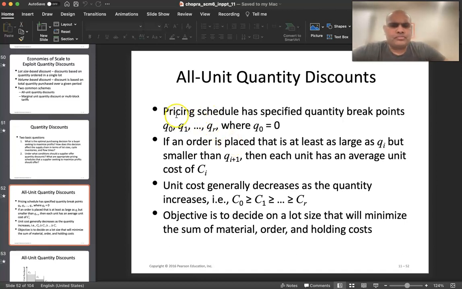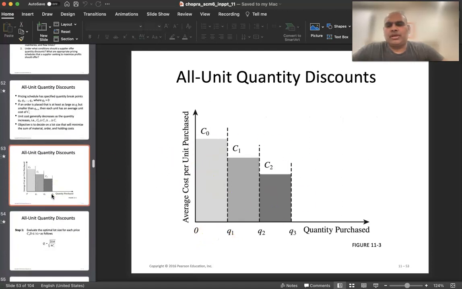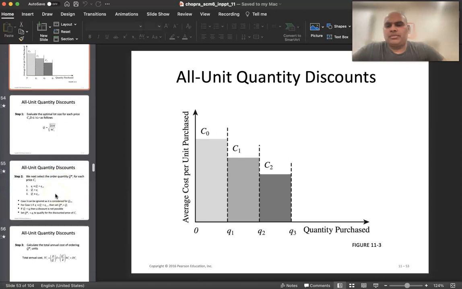So usually you have a pricing schedule which has a set of specified breakpoints. Now, this general way of looking at it I find somewhat artificial, because you usually don't have many of these. You don't get 10 or 15 of these, but let's look at it quickly. If an order is placed which is at least as large as Q_i, but smaller than Q_(i+1), then each unit has an average cost of C_i. So what does this all mean, right? This is what the quantity discount looks like. But let's take a concrete example, and then we'll answer everything from there.